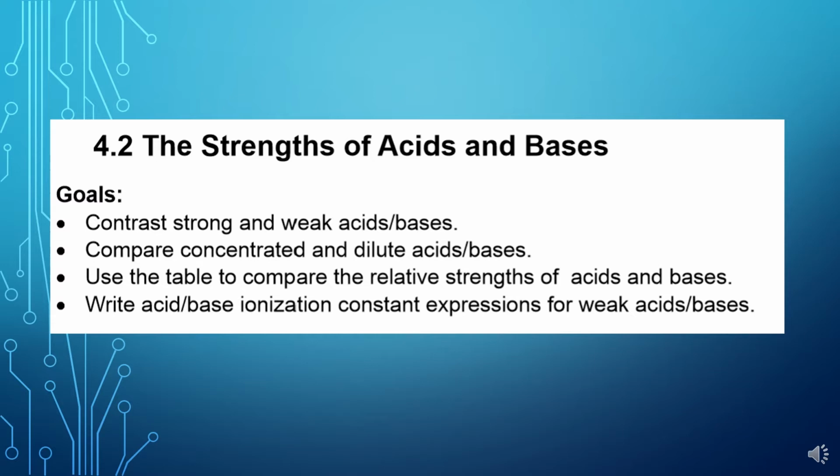The first thing that we're going to do is contrast strong and weak acids and bases, and compare that to concentrated versus dilute acids and bases. So they're kind of related but different. We use them the same in English language, but in chemistry they mean different things. The last 2 goals are that we're going to use a table to compare the relative strengths of acids and bases. And then we're going to write acid and base ionization constant expressions for weak acids and bases as well.